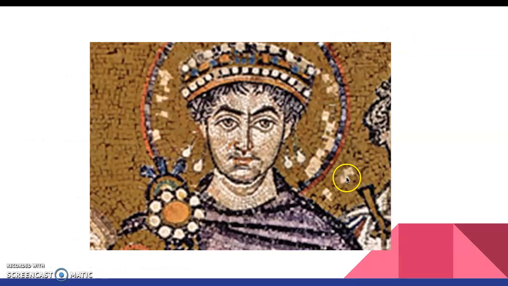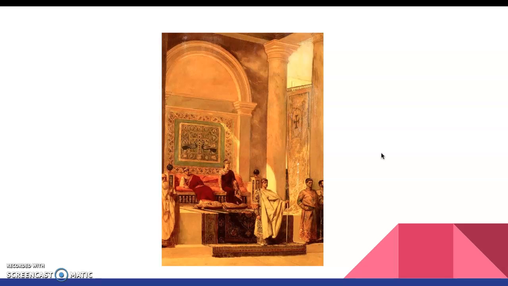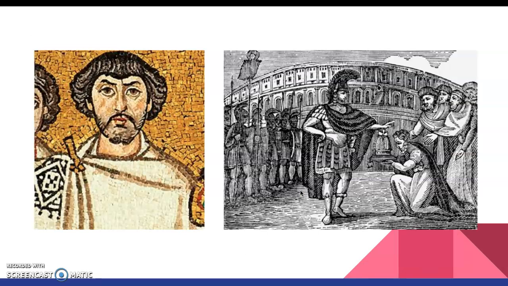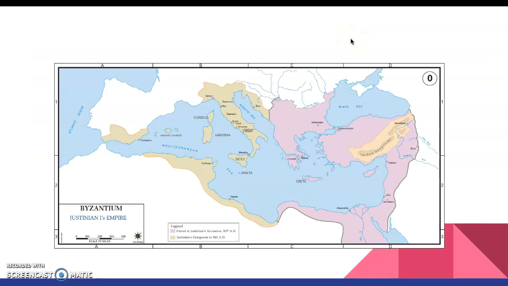There's Justinian in this mosaic. Justinian's throne room with his wife Theodora. More pictures of Justinian. And then Belisarius. This is the Colosseum behind him, so this is the Roman leader presenting the crown to Belisarius as an act of surrender.